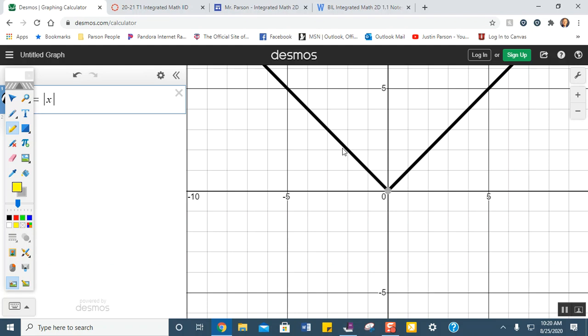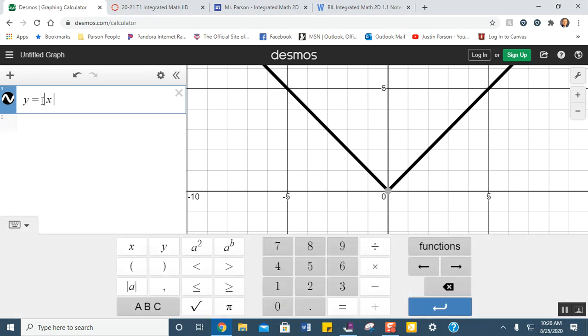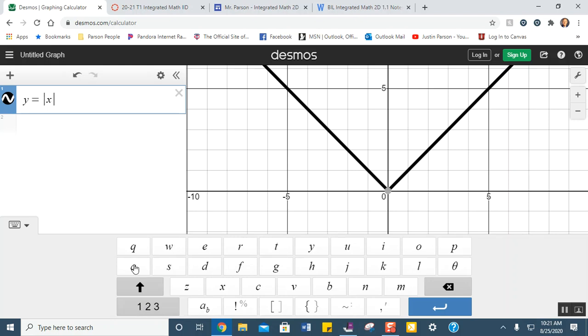Now, I want to go back to this slider stuff. I'm going to put an A out in front of here. What happens when I put an A out in front here with a slider?